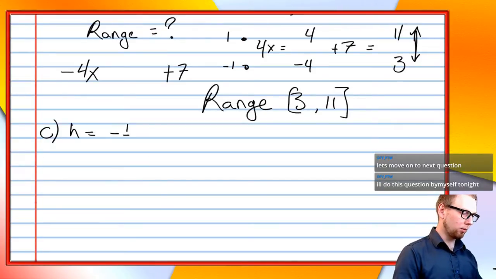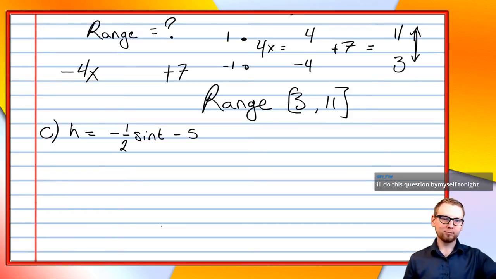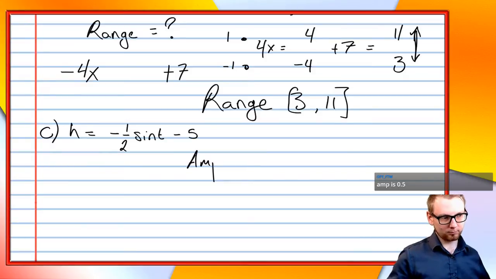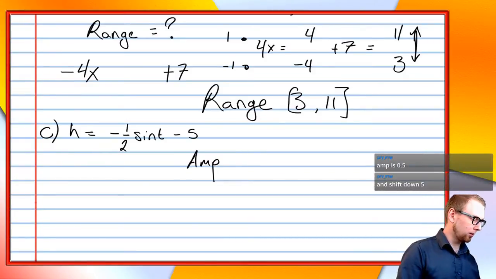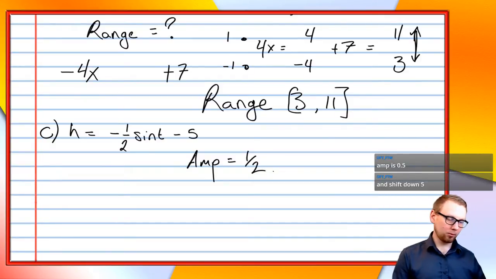H equals negative 1/2 sine t minus 5. Amplitude is a half. Just disable that button. It's driving me nuts. Shift down is 5.